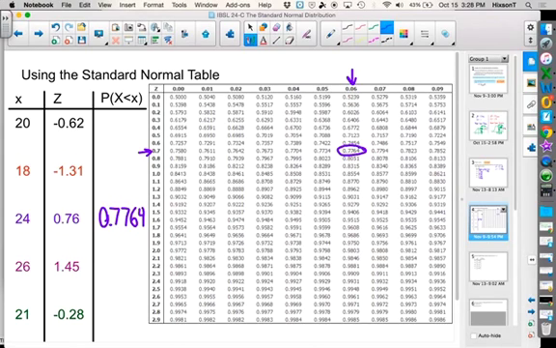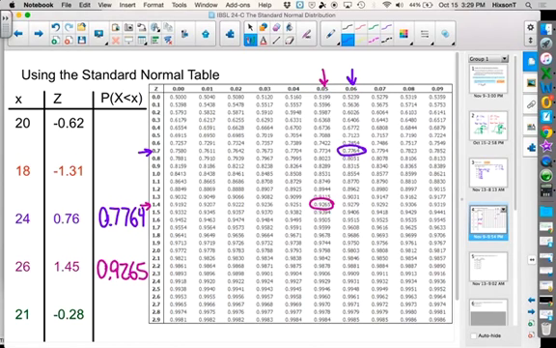Okay? So like if these were ages of people in a certain population, this person would be older than 77.64% of all the rest of the people. Here for 26, okay? 26 is a z-score of 1.45. So here's 1.4, here's the 5. We come over here, and it's 0.9265.